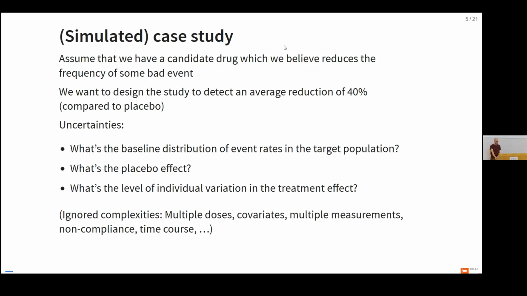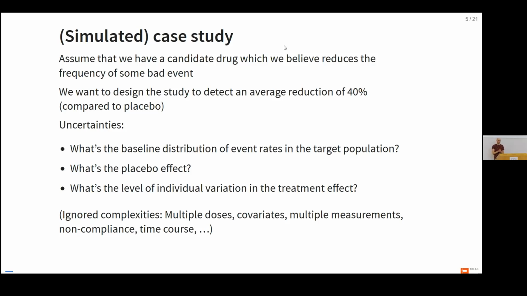All right, so from now on, I will talk about a simulated case study. So I've just made up a hypothetical treatment for some kind of event. We assume we have a candidate drug, which we believe reduces the frequency of some bad event. And we think that we might be able to reach a reduction of 40% compared to placebo. And we want to detect such a reduction. This is clinically relevant, probably. So this is sort of the assumption that goes into it.